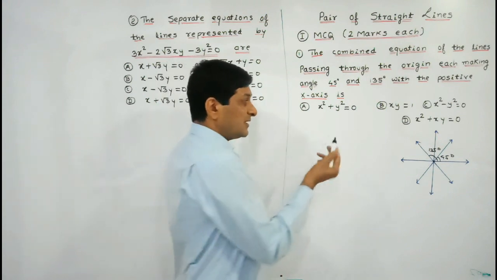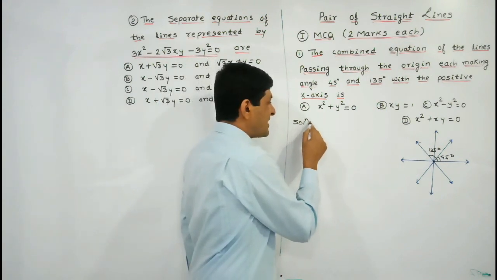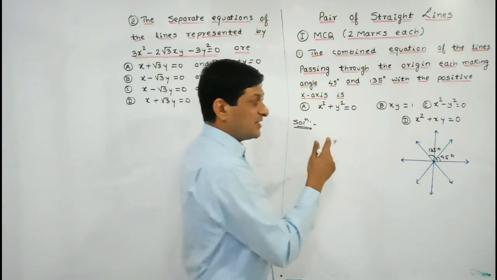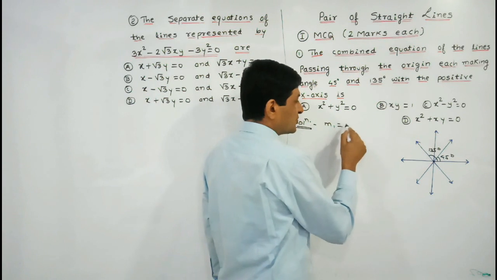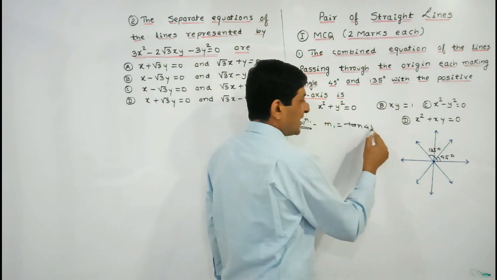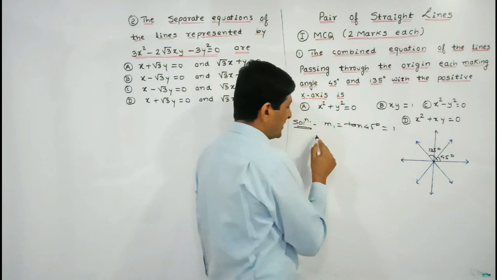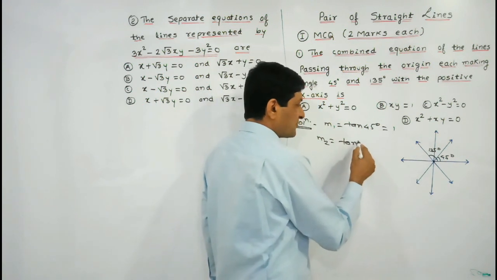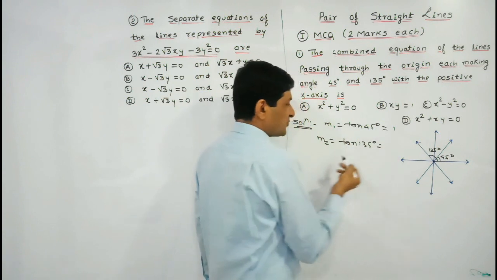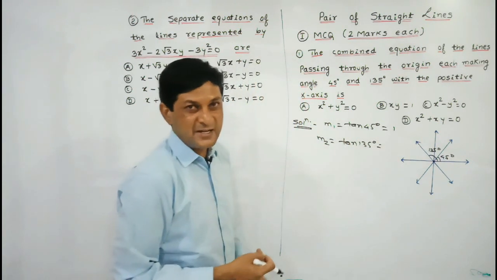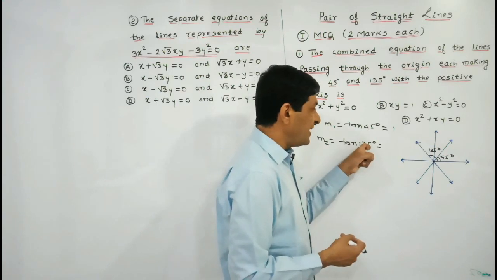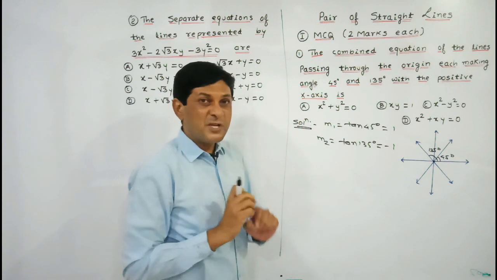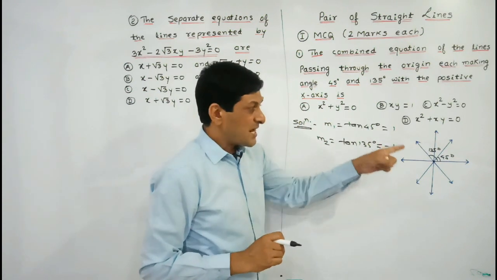Now the angle made by the line with positive direction of x-axis is called inclination. What is the inclination of the first line? It is equal to 45 degrees, so its slope is tan 45, and tan 45 is equal to 1. The inclination of the second line is 135, from which we will find the slope of that line. We know the formula of slope is m equals tan theta, so here theta is 135 and tan 135 will be equal to what? Minus 1.